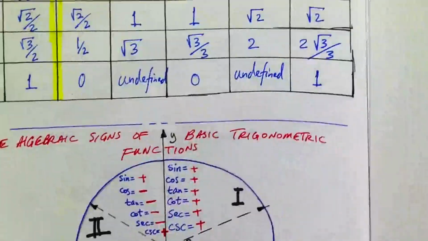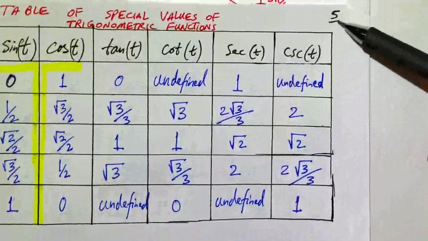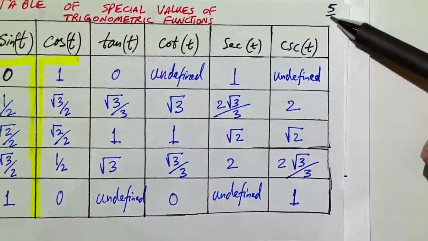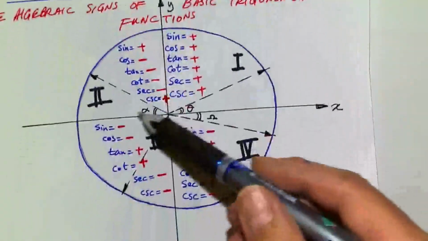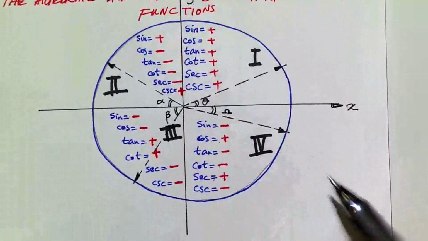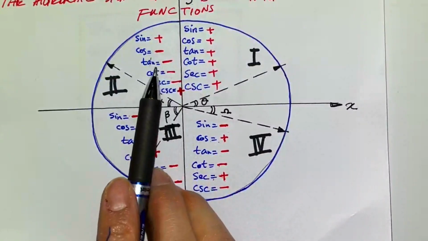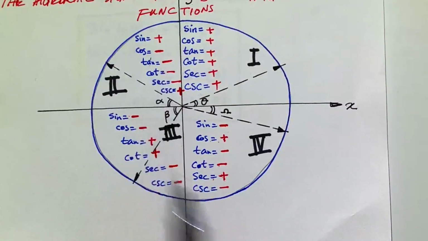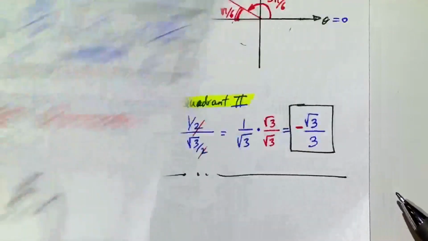Okay? And that's why I showed you guys that here. That's why you have page 5. Remember, page 5, when you download the lecture notes, page 5 has the table and this circle with all the algebraic signs. In the second quadrant, the tangent is negative. Okay, do you see that? Very important.